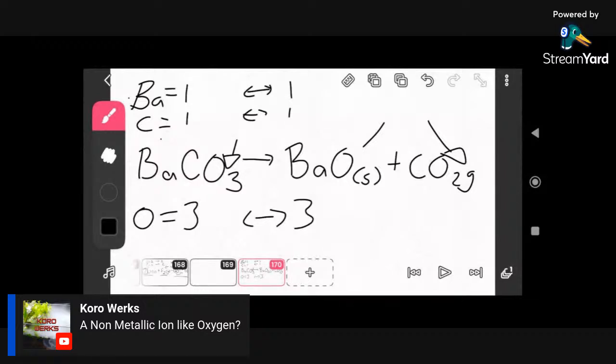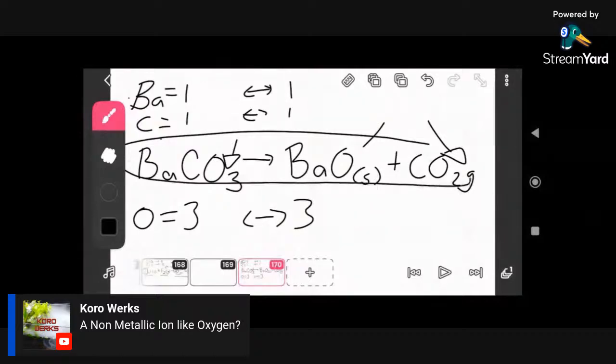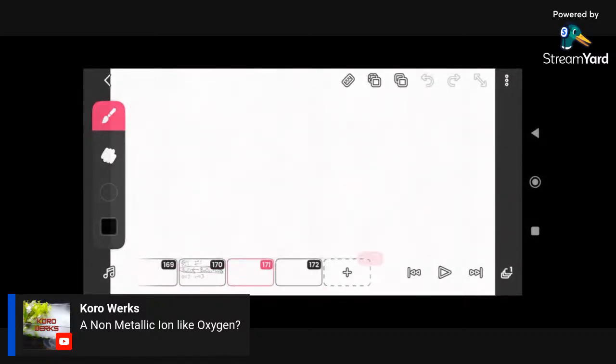So this equation right here, I wonder if I could copy and paste something. Sorry guys, I forgot how to copy something, but you see how this equation right here, the original, it's already balanced. That's why I really wanted to copy and paste it. Maybe next time.